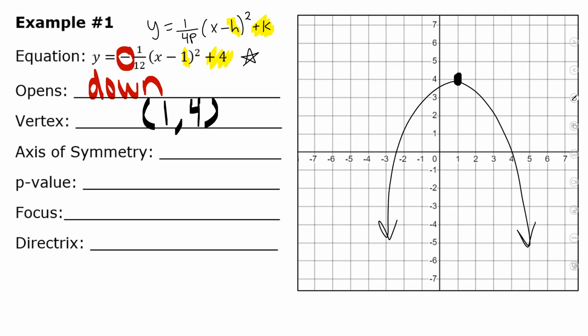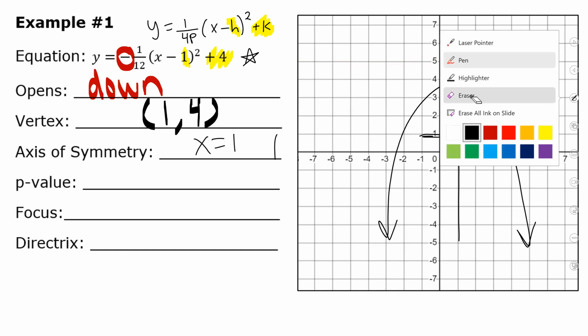Okay, from here, let's talk about the axis of symmetry. If I split it right down the middle, I cross which axis and where? X equals 1. Yes, x equals 1. If you just put 1, that is not correct because I could also be here. I need to know which one you're talking about. So I'm at the x-axis at 1.